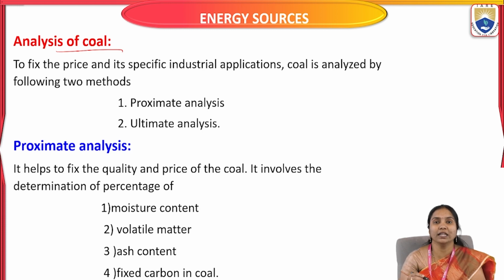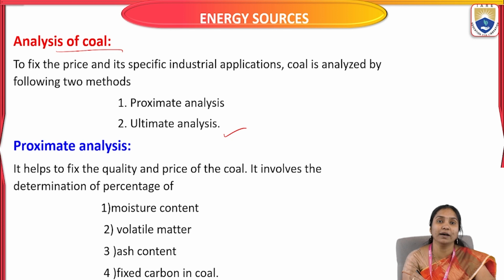Coal is analyzed by two different methods: one is proximate analysis and the other is ultimate analysis. Proximate analysis is mainly used to fix the price and quality. In ultimate analysis, we determine which type of coal is suitable for special industrial application purposes.